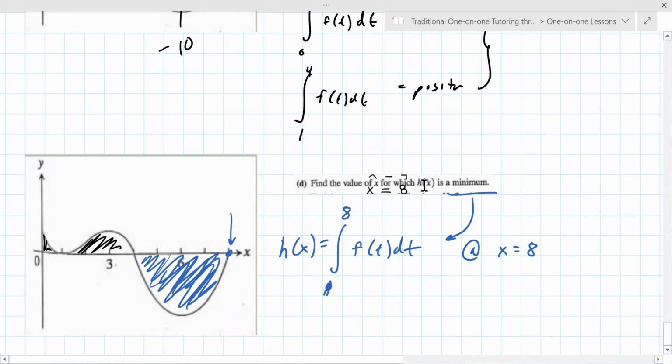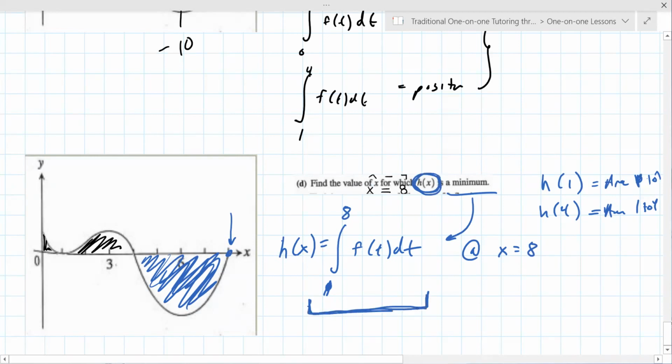So h of x refers to area under the curve. Like h of 1 means the area from 1 to 1. H of 4 means the area from 1 to 4. And it does not refer to a point on the curve. This is not a function. It's the area. It's the integral. It's the area under the curve.